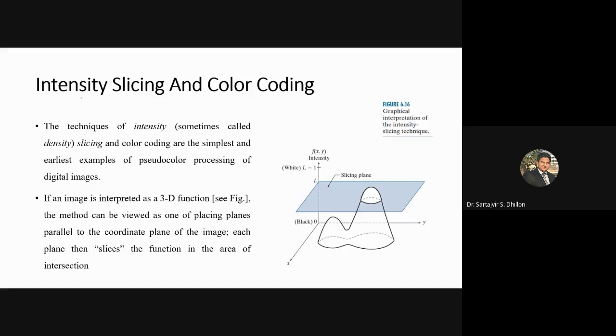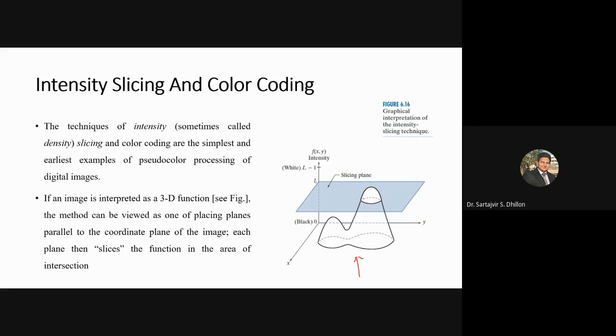Please note that this is a false color representation that I will explain a little bit later. First, we will do intensity slicing and color coding, which is also part of pseudo color image processing. The techniques of intensity slicing and color coding are the simplest and the earliest examples of pseudo color processing of digital images.